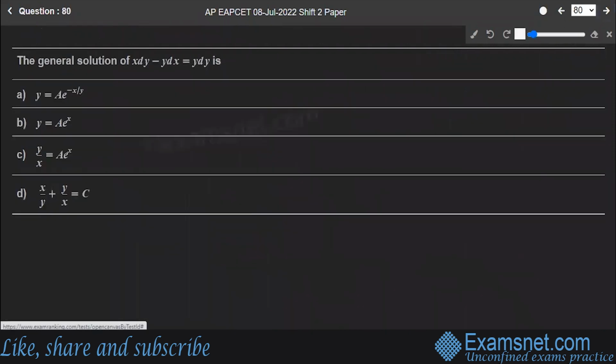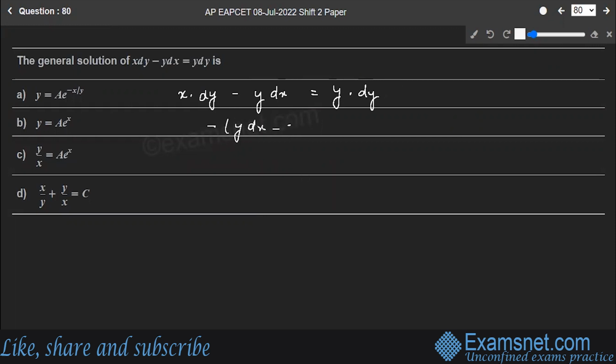Then let's move to the last question, mathematical question of this paper. Here we go. We have to find out the general solution of x dy minus y dx is equal to y into dy. Let's write it down first. You were given x dy minus y dx is equal to y into dy. This can be written as minus of y dx minus x dy is equal to y dy.